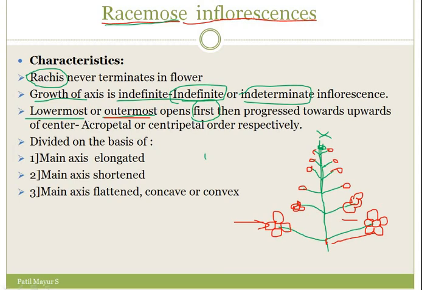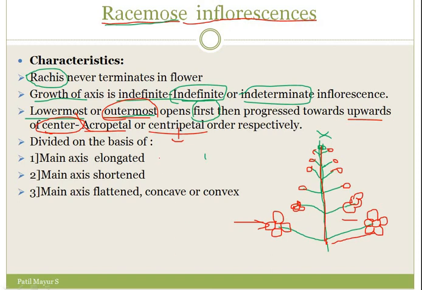So this type is called acropetal and centripetal order. Acropetal means the lowermost opens first and the uppermost opens later. Outermost opens first, then the central or innermost opens; that is called centripetal arrangement. So these are the different characteristics of racemose inflorescence.